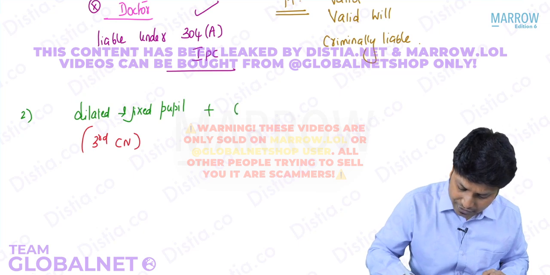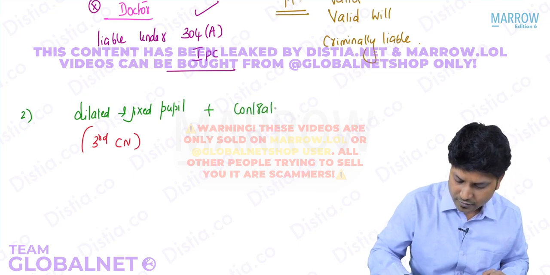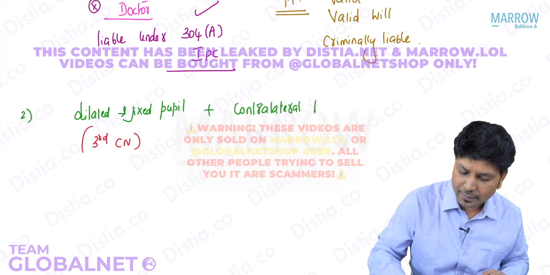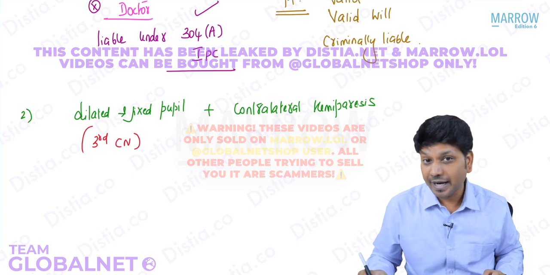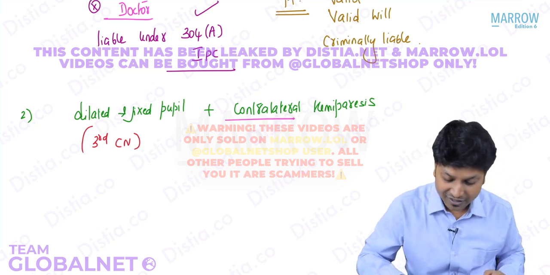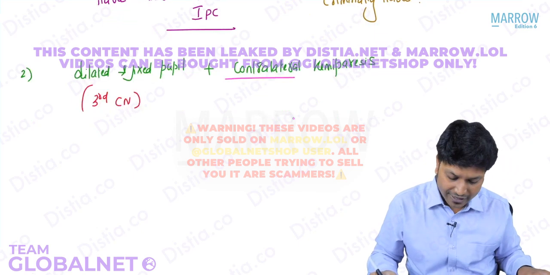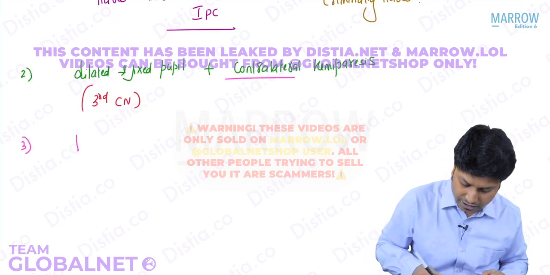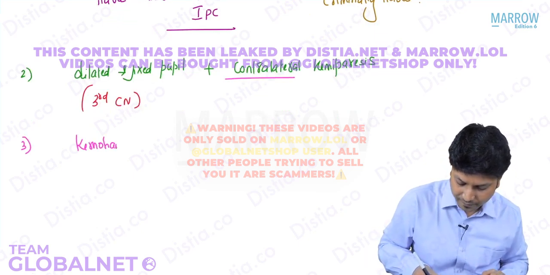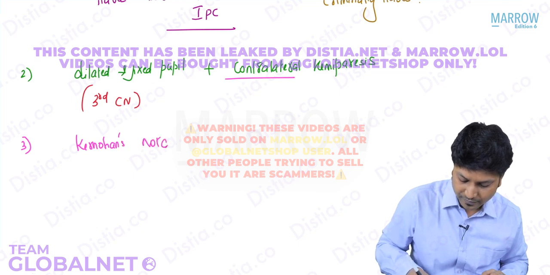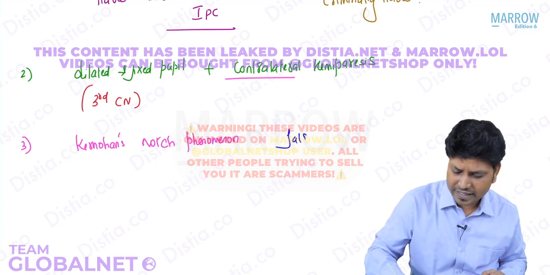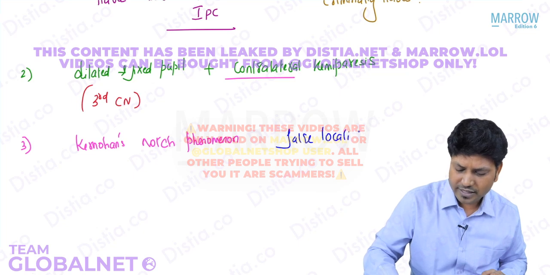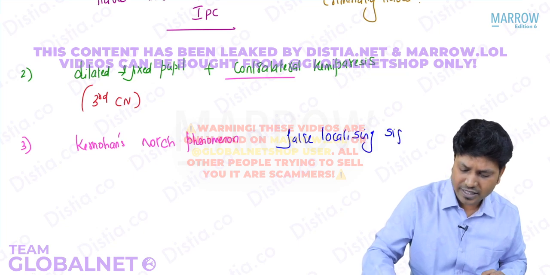In addition to that, the patient will also have contralateral weakness, contralateral hemiparesis. Fine. Sometimes, right? So this is contralateral. Sometimes, what we can find is what is called Kernohan's notch phenomenon. Kernohan's notch phenomenon. What is that? It is basically a false localizing sign. Why do we say that it is a false localizing sign?